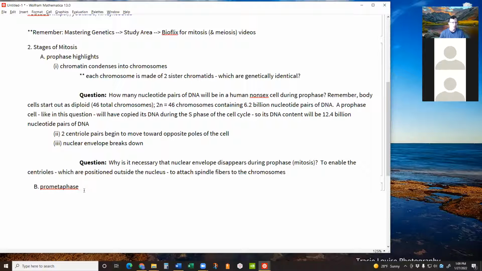The big thing about prometaphase that I'll document with you is that the spindle fibers actually form, they polymerize, and the spindle fibers connect to the chromosomes. Okay, continuing.